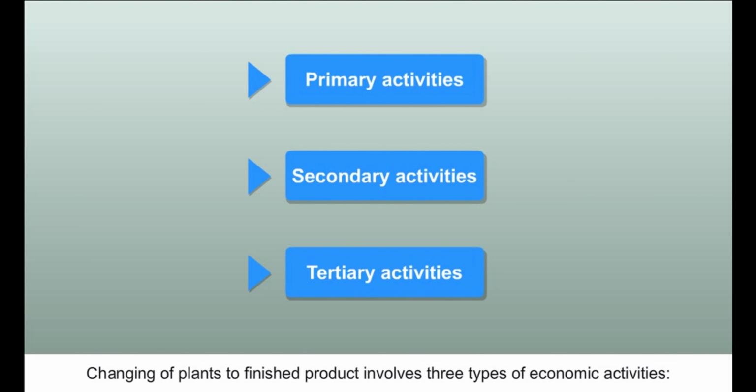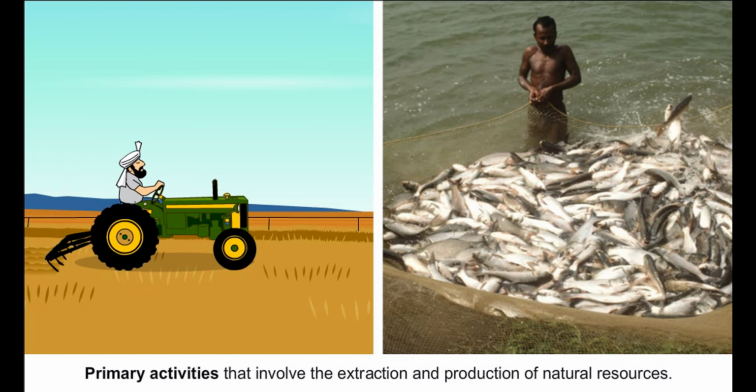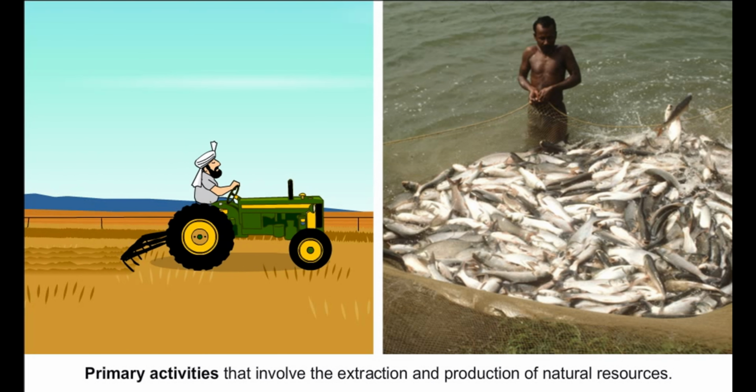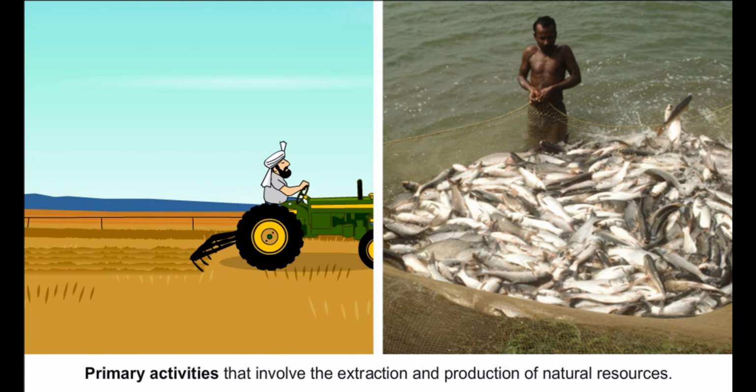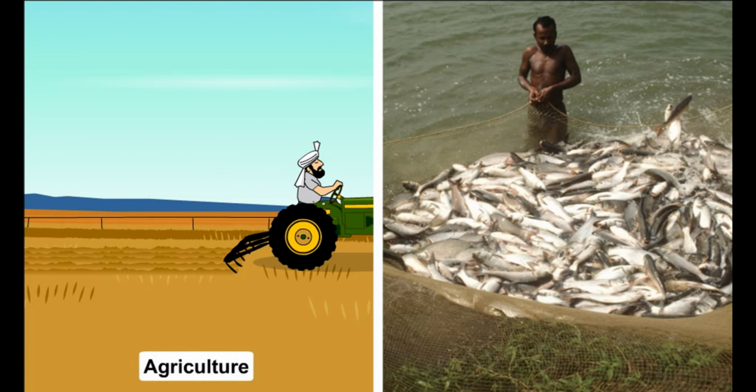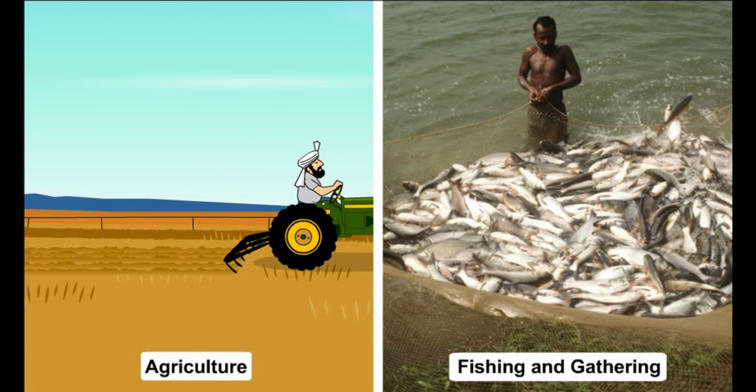Farm system. Changing of plants to finished product involves 3 types of economic activities, namely primary activities, secondary activities, tertiary activities. Primary activities involve the extraction and production of natural resources. Example, agriculture, fishing and gathering.